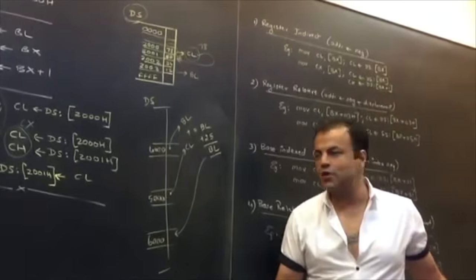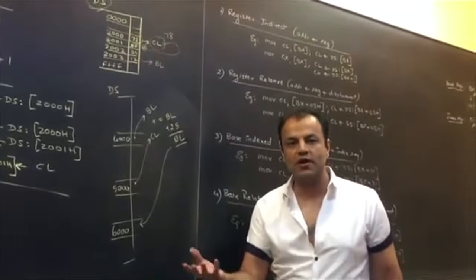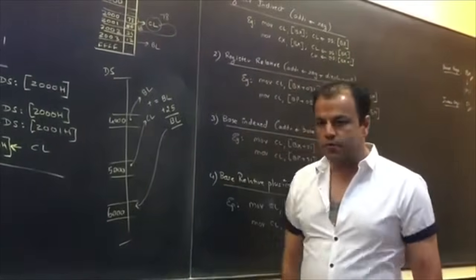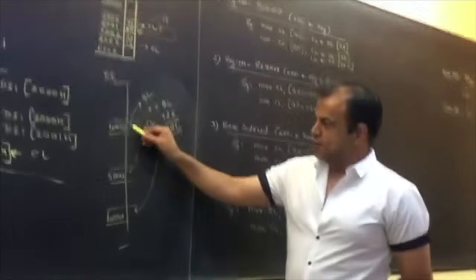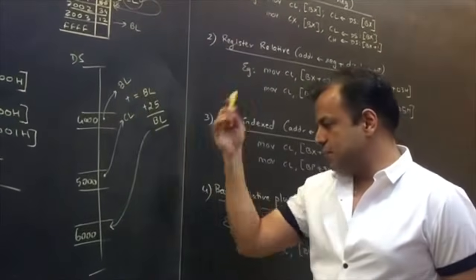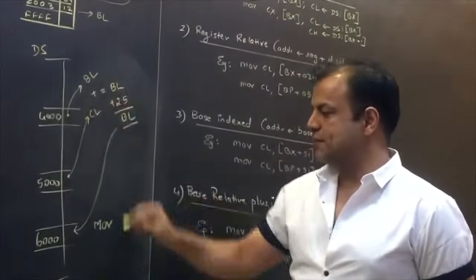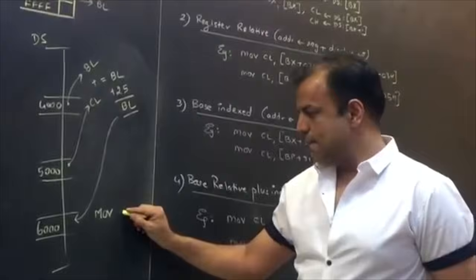I'm just playing with you. I'm just doing this so that you understand what addressing modes are. Instead of going only theory, I'm taking an example. Come on, but do it with me. First take the data of location 4000 into BL. Come on, give me the instruction. MOV. BL should get the data from 4000. Come on, MOV.